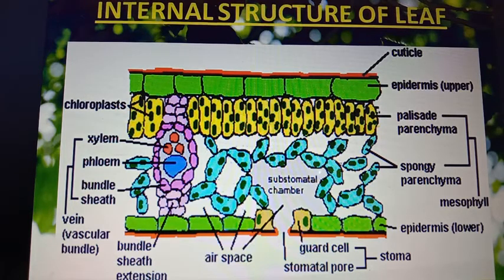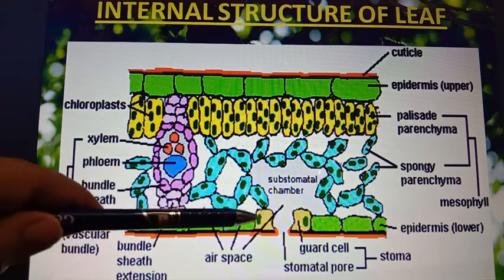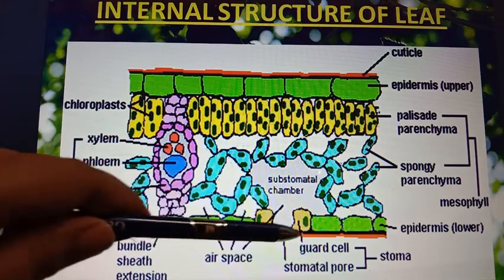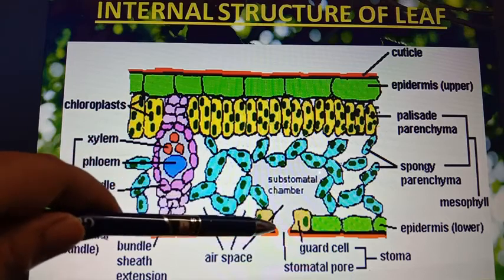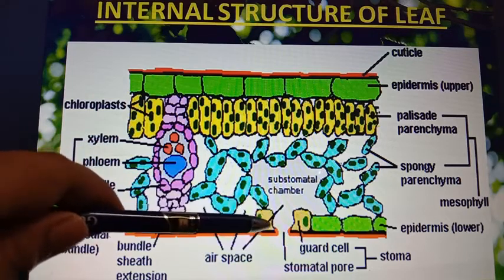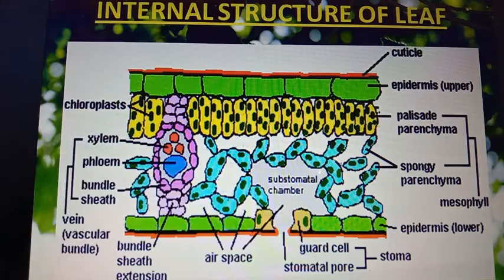Next structure that is present in the leaf is the stomata and the guard cell. Stomata are the tiny pores found at the lower epidermis. You can see here, this is the stomata structure, which contains one stomatal pore or gap, which is bounded or guarded by two guard cells. Detailed stomata structure was already discussed in the previous session.